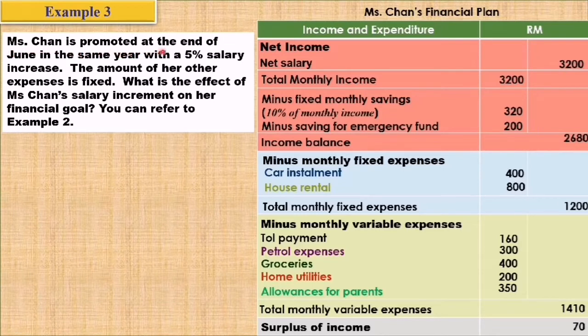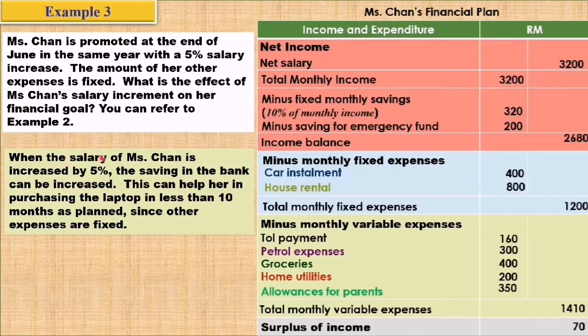Miss Tan is promoted at the end of June in the same year with a 5% salary increase. The amount of her other expenses is fixed. What is the effect of Miss Tan's salary increment on her financial goal? You can refer to example 2. When the salary of Miss Tan is increased by 5%, the saving in the bank can be increased. This can help her in purchasing the laptop in less than 10 months as planned, since other expenses are fixed.